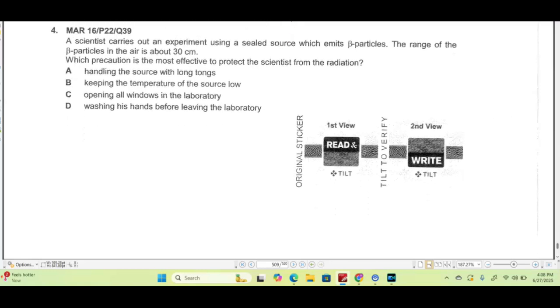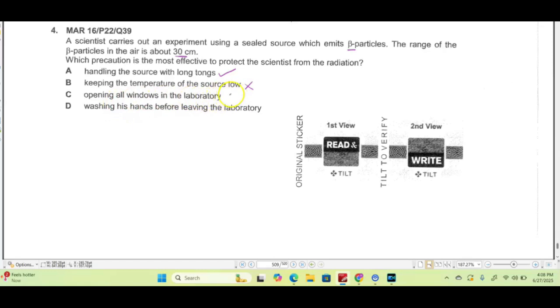Question number 4. A scientist carries out an experiment using a sealed source which emits beta particles. The range of the beta particles in air is about 30 centimeters. Which precaution is the most effective to protect the scientist from the radiation? Handling the source with long tongs. Yes, this can be it. Keeping the temperature of the source low. No, temperature has nothing to do with ionizing radiations.